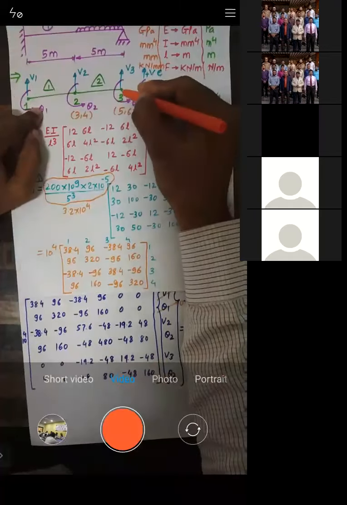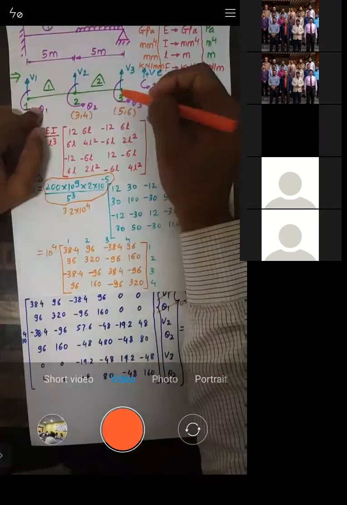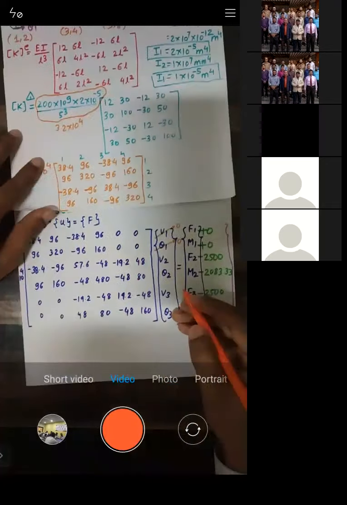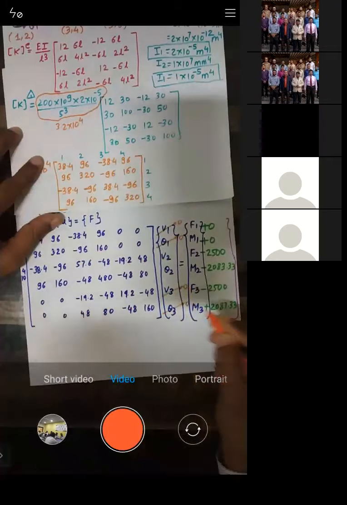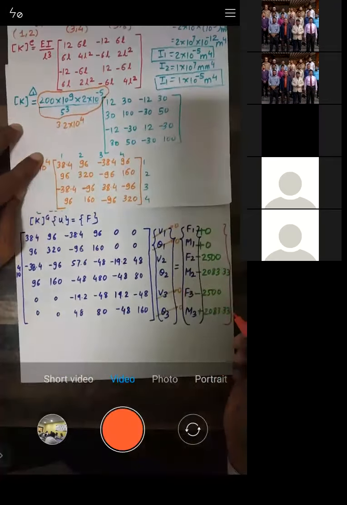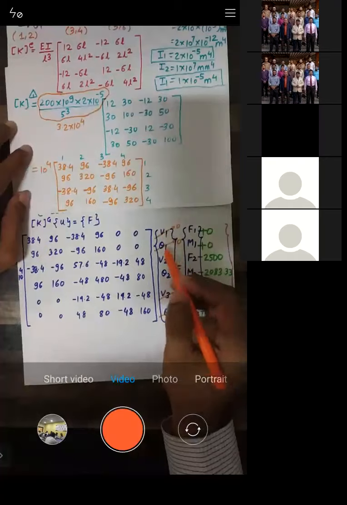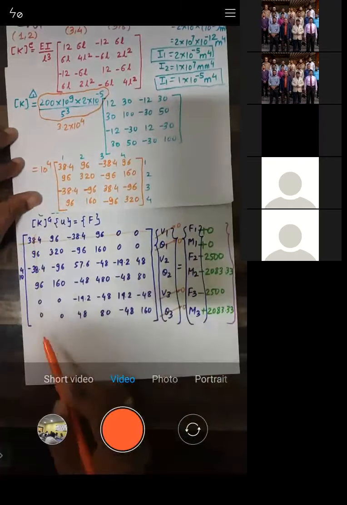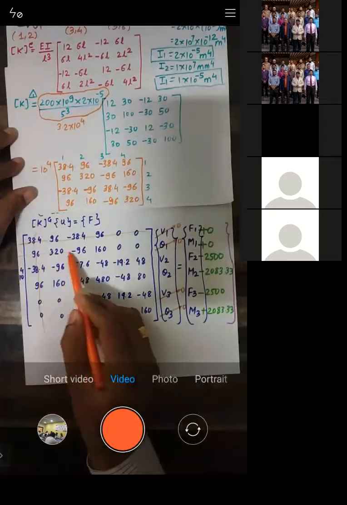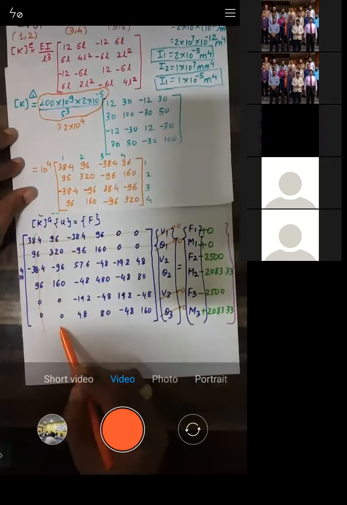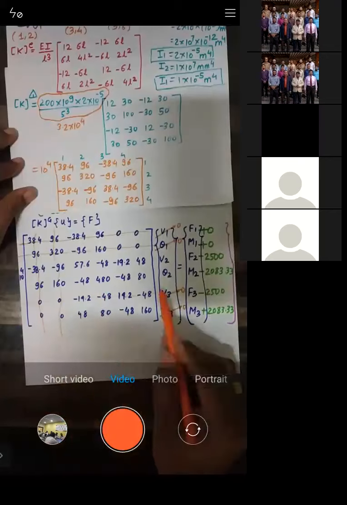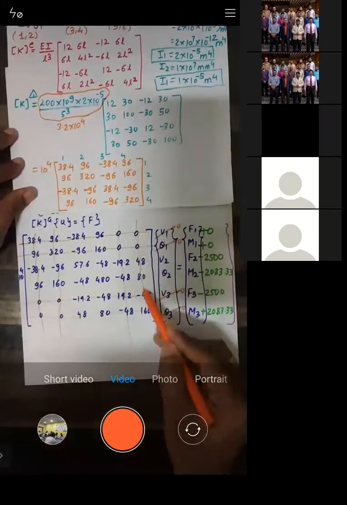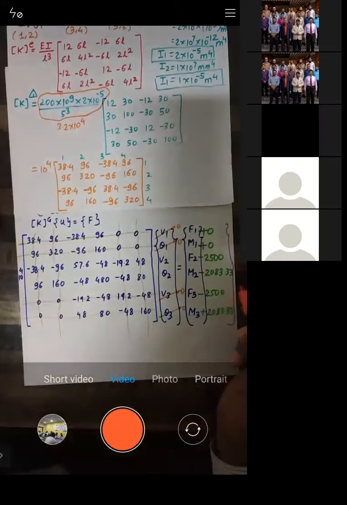Similarly, at node 3, it is again fixed. So V3 and theta 3 are 0. V3 is 0, theta 3 is 0. When any displacement becomes 0, that particular row and that particular column get cancelled. So the first row, first column, second row, second column, fifth row, fifth column, and sixth row, sixth column get cancelled.